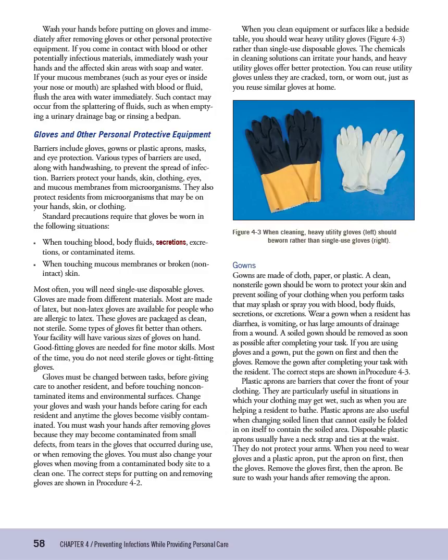Such contact may occur from the splattering of fluid, such as when emptying a urinary drainage bag or rinsing a bedpan. Gloves and other personal protective equipment. Barriers include gloves, gowns or plastic aprons, masks, and eye protection. Various types of barriers are used along with hand washing to prevent the spread of infection. Barriers protect your hands, skin, clothing, eyes, and mucous membranes from microorganisms. They also protect residents from microorganisms that may be on your hands, skin, or clothing.